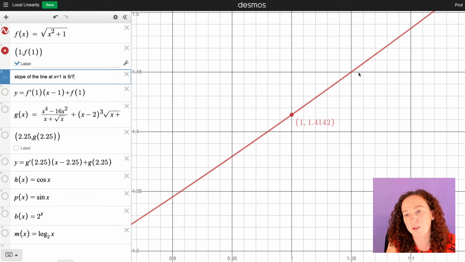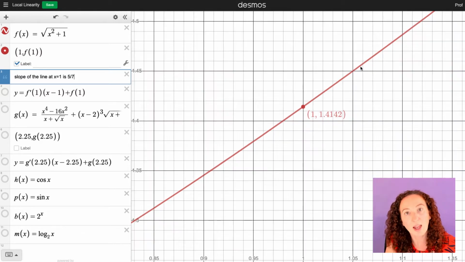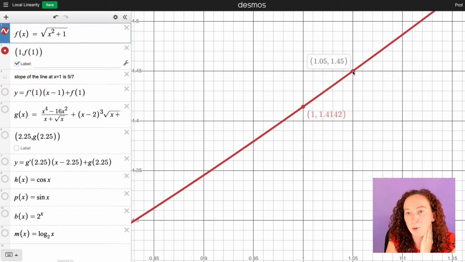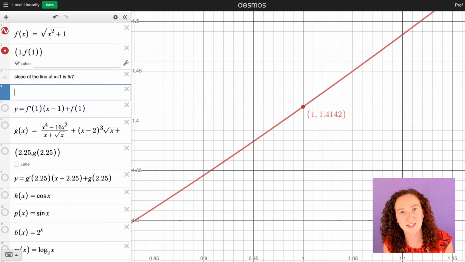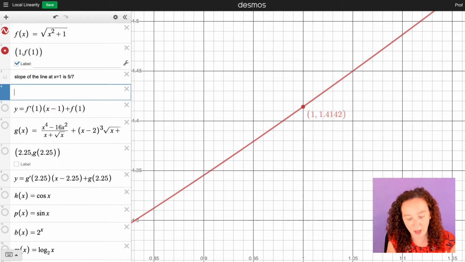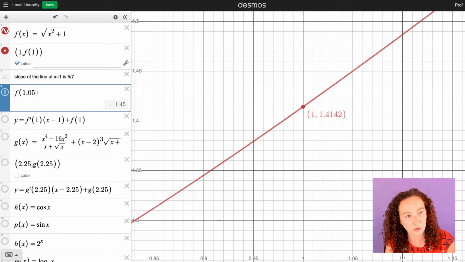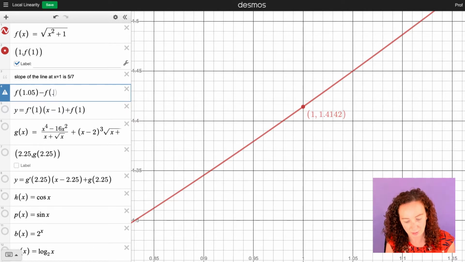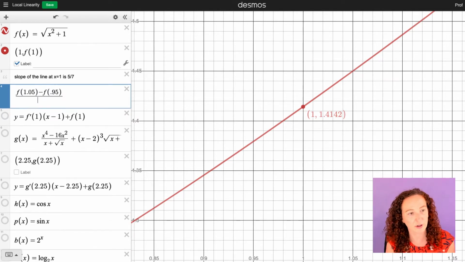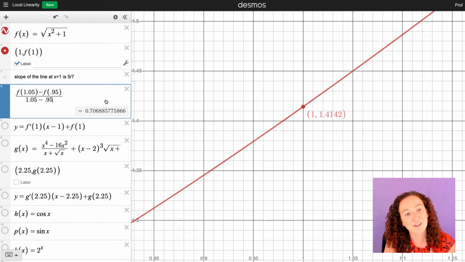Another way that I can determine what the slope of this line is, I can pick 2 points on the line and find the change in y over the change in x. So just for simplicity, I'm going to pick the point at x equals 1.05 and the point at x equals 0.95. Now the nice thing about Desmos is that it evaluates functions for me, so I don't have to type in what the y coordinate is when x is equal to 1.05. I can use my function notation to find that. So I have my y2 minus my y1 over my x2 minus my x1. And this is very close to 5/7.